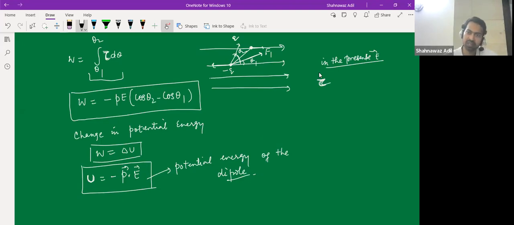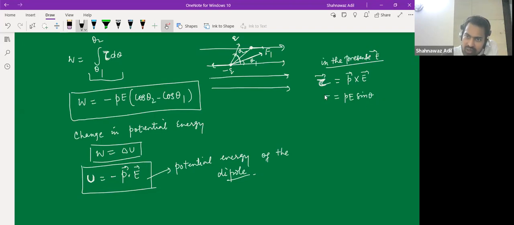Let me write it in vector form. What was this? P sin theta, I think. Yeah, good, absolutely right. So this was P cross E, right? So this is PE sin theta.